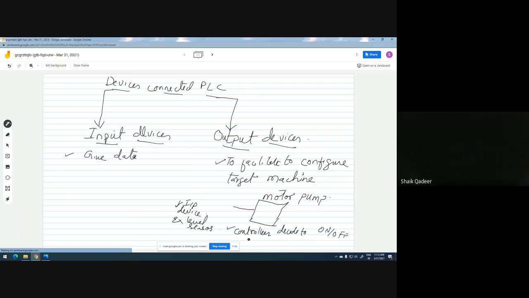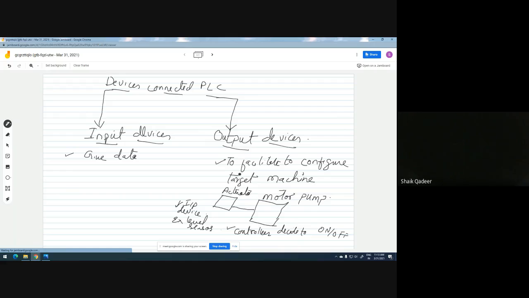In between controller and motor pump, what will be available? That is nothing but one of the output devices, in this particular case an actuator. So what is the purpose of actuator? It is to take input from controller and make the motor pump on or off.